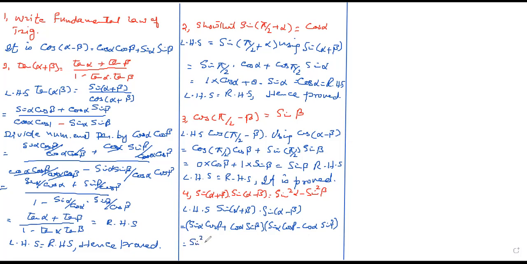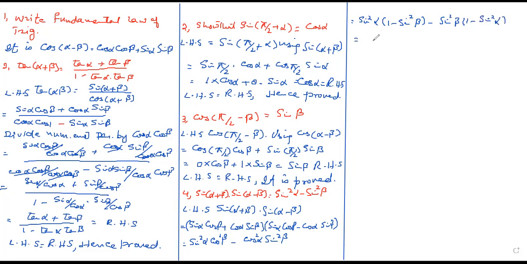So it would be sine square alpha cosine square beta minus cosine square alpha sine square beta. Okay, you know that we just replace cosine by sine. So it would be sine square alpha into 1 minus sine square beta, and with the minus sign, sine square beta as it is, and 1 minus sine square alpha.